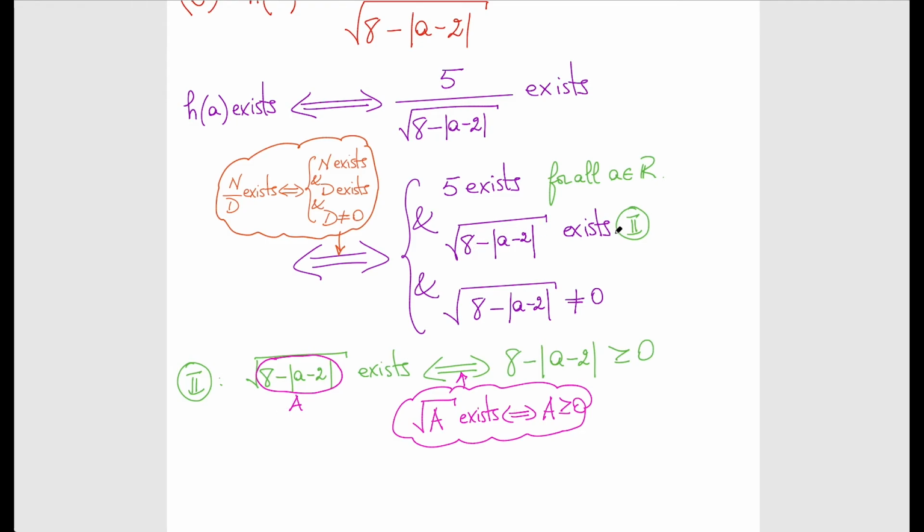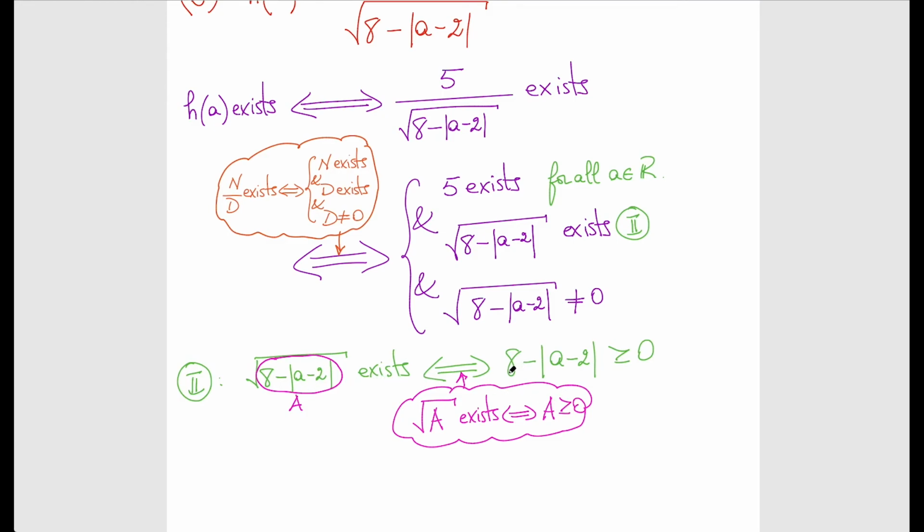One more time. Condition 2 here, I'm trying to unravel what it means in terms of a. What are the a's that allow this to exist? Well, this entity looks like the square root of something, and the square root of something is meaningful if and only if the radicand is greater than or equal to 0. This is an earlier result. My radicand here happens to be 8 minus the absolute value of a minus 2. So I need 8 minus the absolute value of a minus 2 to be non-negative, and that's what it takes for the square root of this entity to exist.